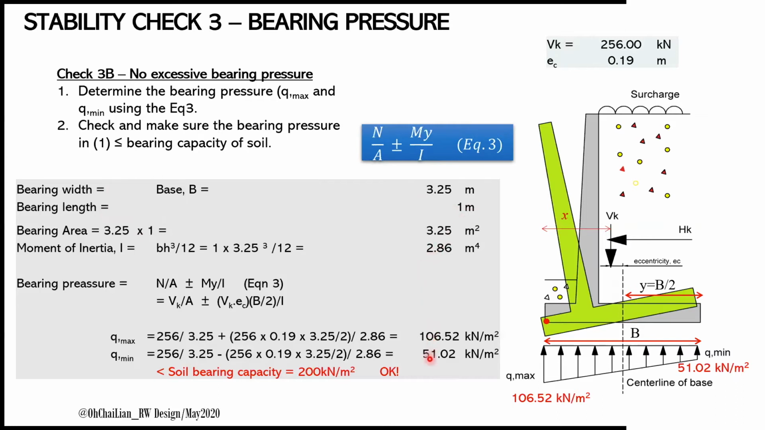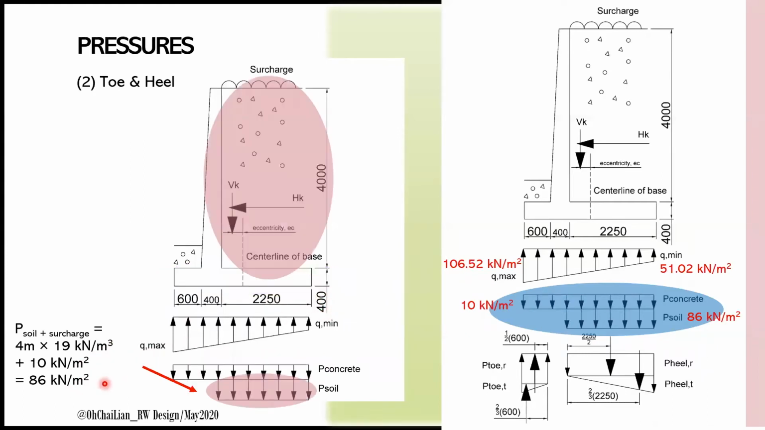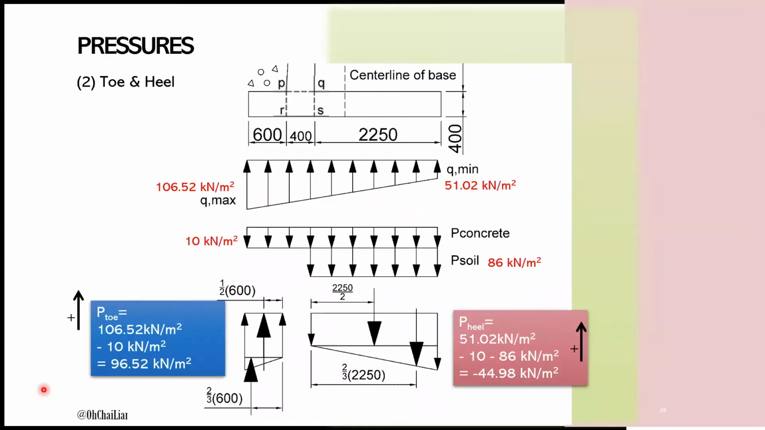In addition to the bearing pressure, we need to account for the pressure exerted from the vertical components, such as the weight of the concrete and soil, as well as the surcharge. In this case, the concrete base with 0.4 meter depth imposes a pressure of 10 kN per meter square, whereas the soil and the surcharge impose a pressure of 86 kN per meter square. It is noted that the maximum and minimum bearing pressures act upward on the base, and the pressures from the concrete, soil, and surcharge act downward.